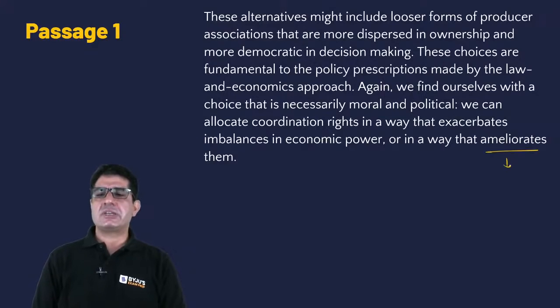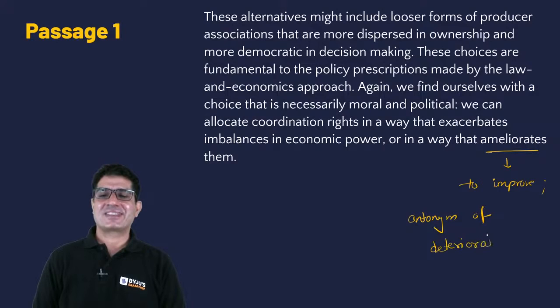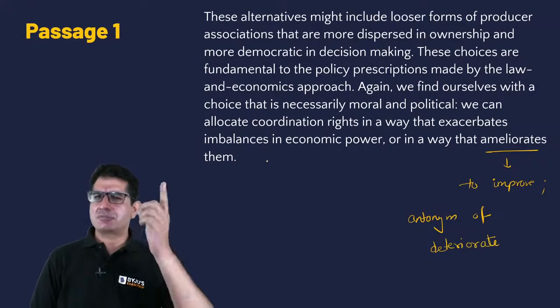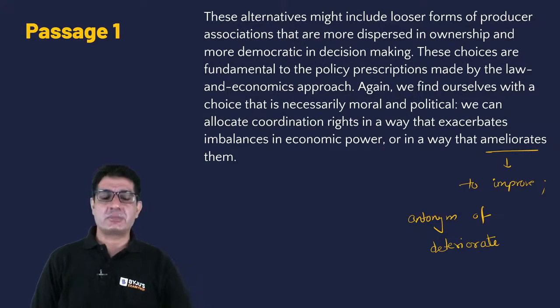Ameliorate basically means to improve, to make better. Ameliorate happens to be the antonym of another word that you know very well, and that word is deteriorate. So it's an opposite of deteriorate. So deteriorate is when things become progressively worse. Ameliorate is when they go on and become better.